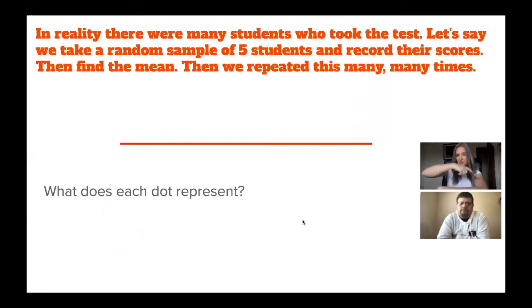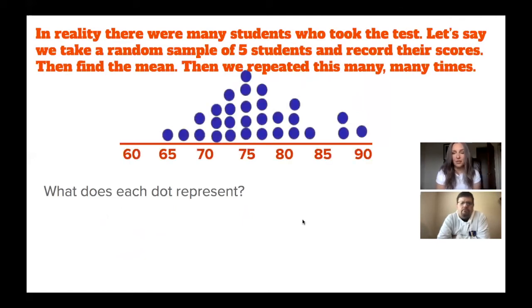Put them back, mix them up, pull out 5 scores, find the average. We're going to do that over and over and over again. Let's say we do that 30 times. And this is the result of doing that 30 times.